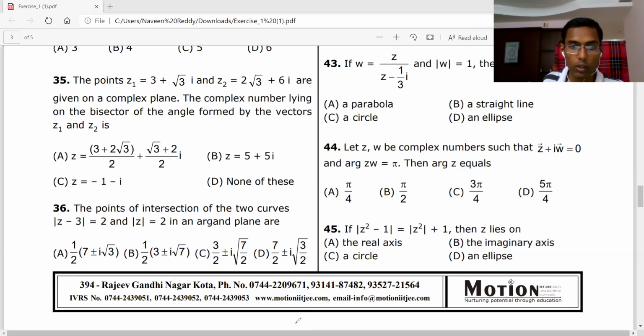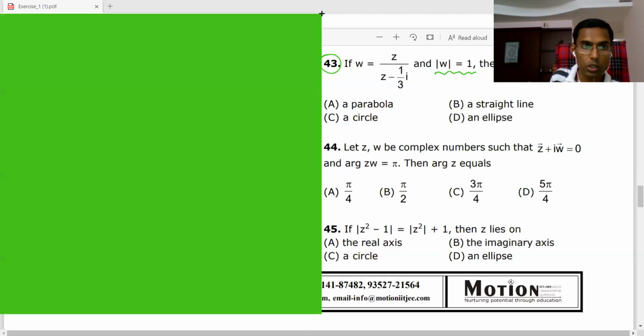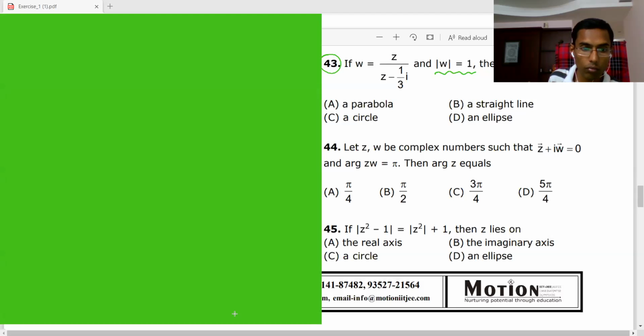Anyway, so here is one question again. Question number 43. I hope you are able to see this 43. So what is that? z by w equals z by (z minus i by 3), and mod w equal to 1. Then z lies on what? Okay, let's do this question, 43.